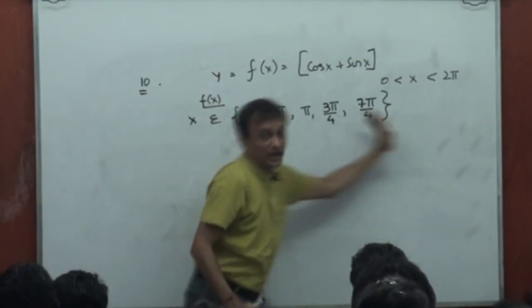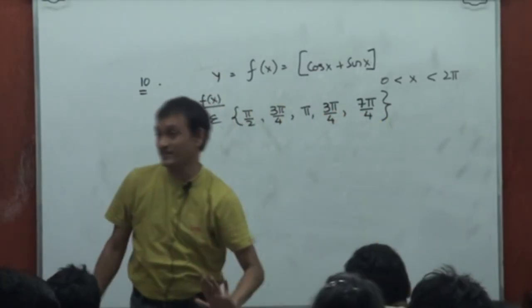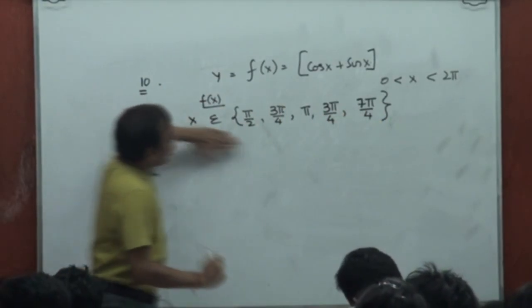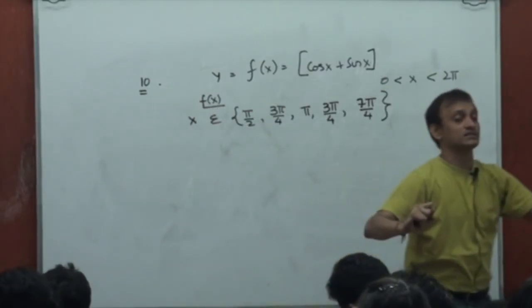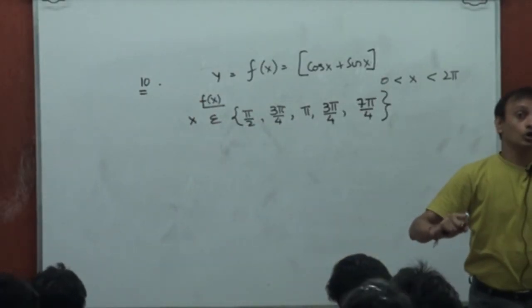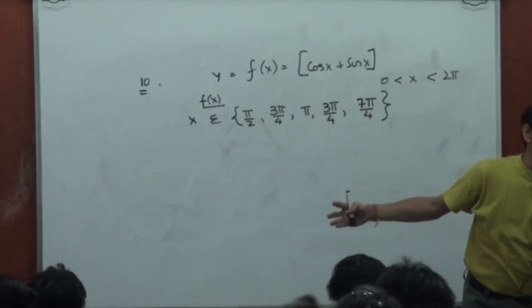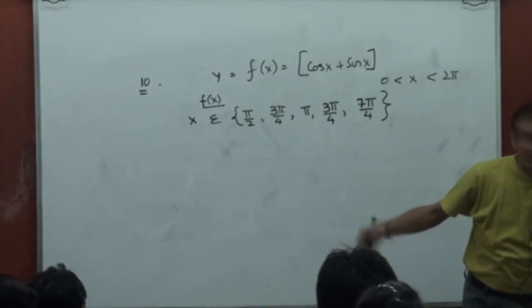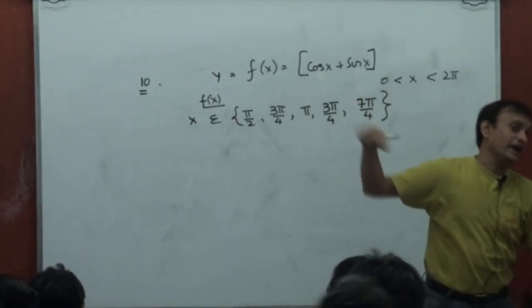So these are the points that have to be investigated. Right? They would all offer discontinuity as long as a local minimum is not encountered at any one of these points.